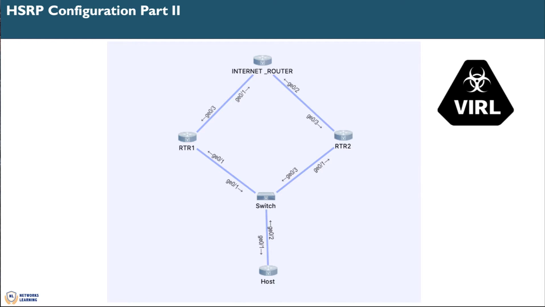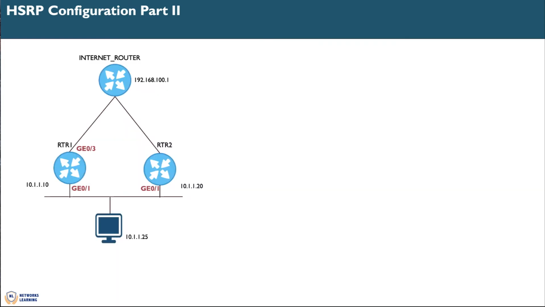I'm using a Cisco Virtual Lab. Topology is router 1, router 2. The LAN is on GigabitEthernet 0/1 for both routers. The IP address on the LAN for router 1 is 10.1.1.10, and for router 2 it is .20. The host is .25. I'm also using an internet router to validate the upstream traffic. The loopback address is 192.168.100.1.